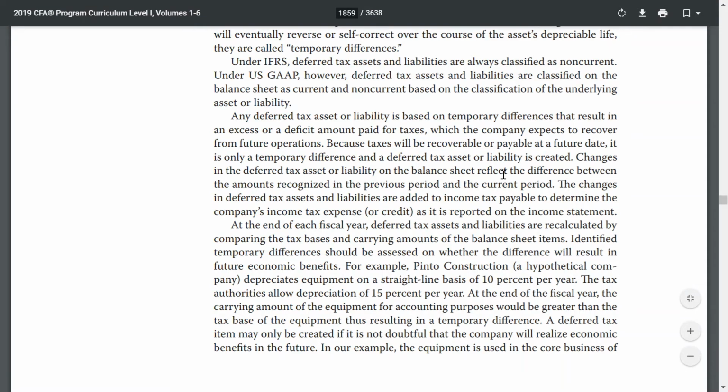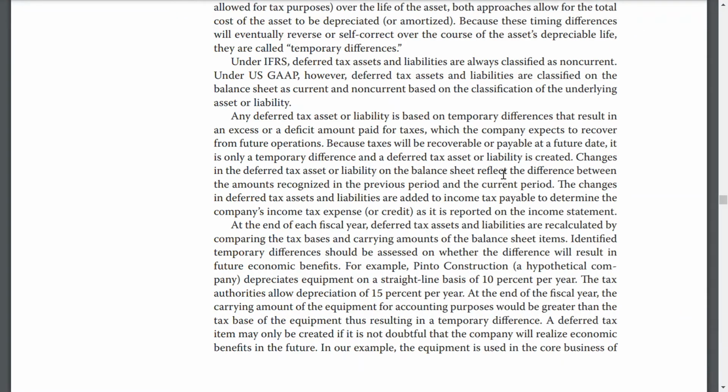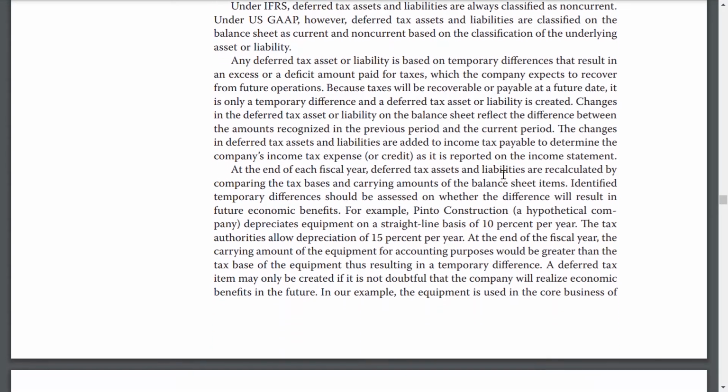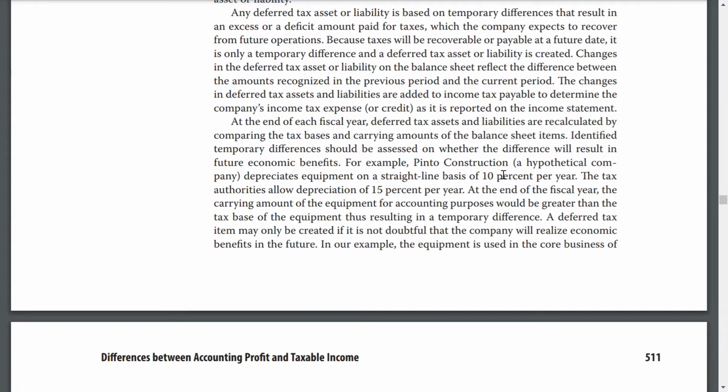At the end of each fiscal year, deferred tax assets and liabilities are recalculated by comparing the tax basis and carrying amount of the balance sheet item. Identified temporary differences should be assessed on whether the differences will result in future economic benefit. For example, Pinto Construction, a hypothetical company, depreciates equipment on a straight line basis of 10% per year.